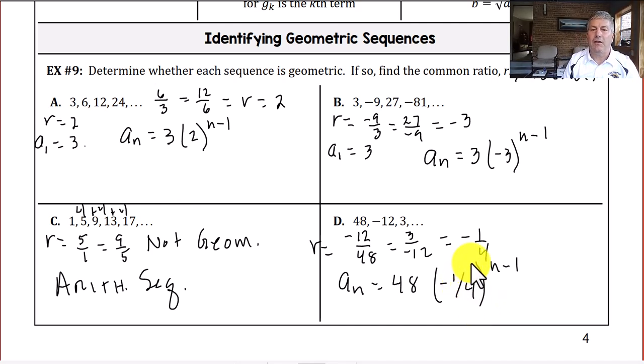geometric sequences, and you'll get some more practice with this when I see you in class.